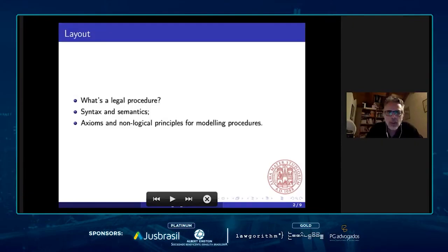The layout of the talk is we will give you the definition of what the legal procedure is in a broad sense. Then I will present syntax and semantics for representing and for modeling legal procedure. And then I will show a couple of actions and non-logical principles for modeling.